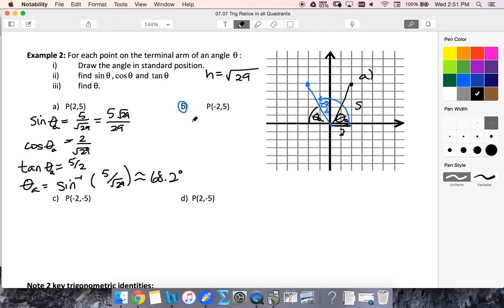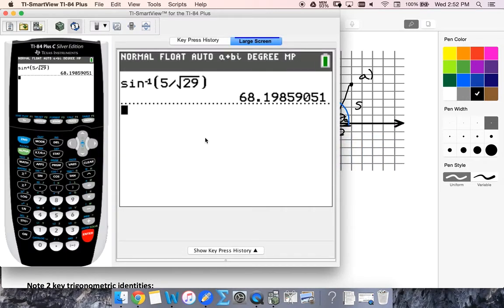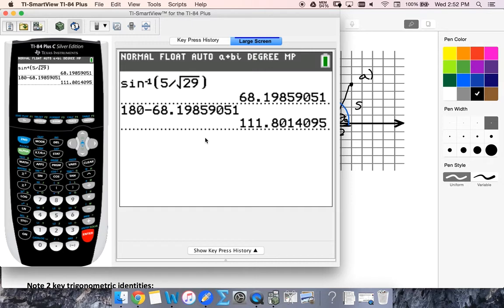So right now, I could say that my theta B is going to be 180 minus theta A without even having to do any of my sine cosine calculation. Because this size is theta A, so 180 to here minus theta A gives me my theta B value. Since I'm in quadrant 2, I know it has to be between 90 and 180 degrees. So let's go calculate theta B. So 180 minus that answer, 111.8.